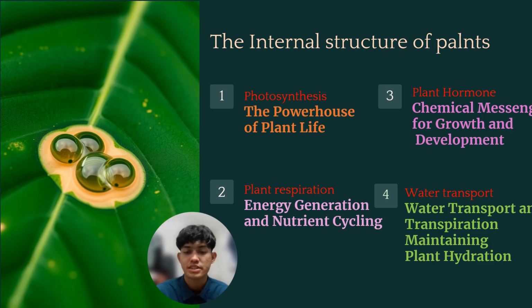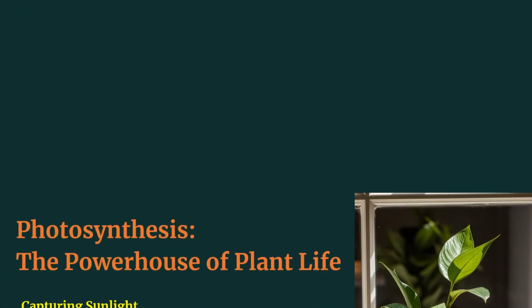The second one is plant respiration. Respiration helps plants turn the food they make into energy. This energy is used for growing, repairing, and staying healthy. The third one is plant hormones. Plant hormones are like messengers. They control growth, flowering, and fruit ripening. Examples include auxins and ethylene. The fourth one is water transport. Plants absorb water through their roots and move it up to the leaves. This keeps the plant hydrated and helps it transport nutrients.